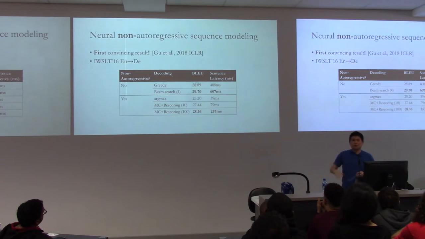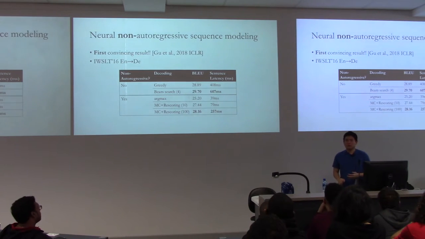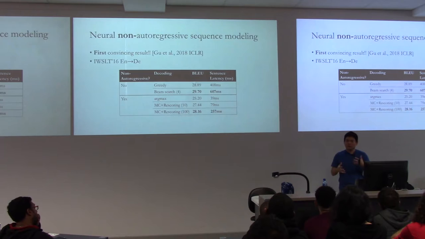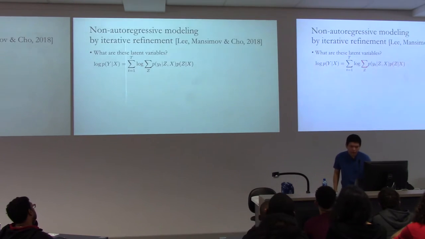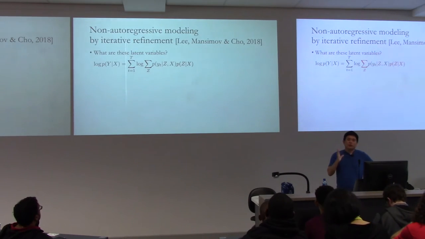But what they did was slightly less satisfactory because, first, it was very much for translation. You needed the extra supervision that comes from the fact that this is a translation problem. And then there were so many little details that we weren't sure were all necessary. So I'll tell you another way to view it, which is to view these latent variables as rough translations.